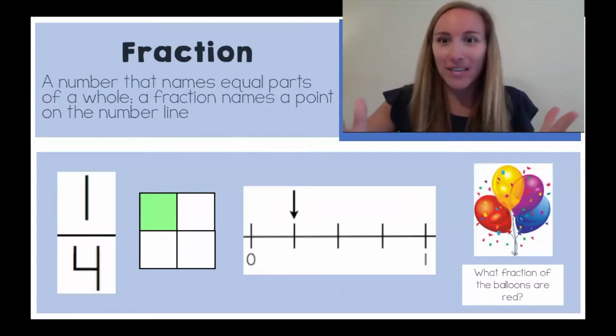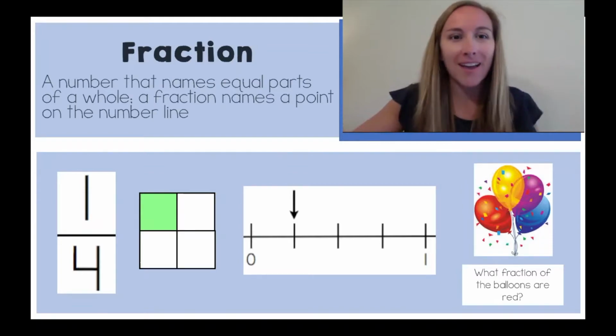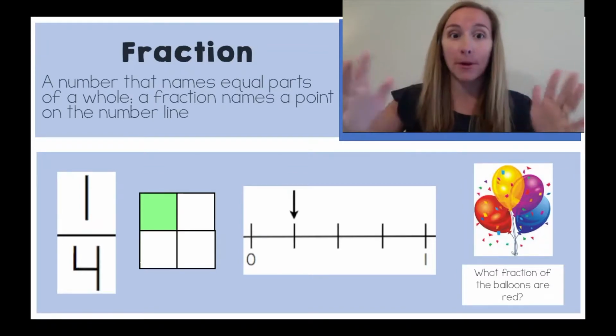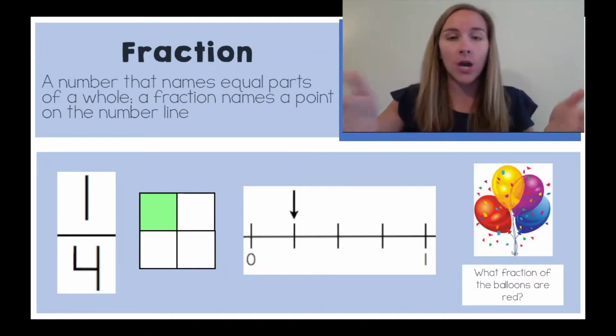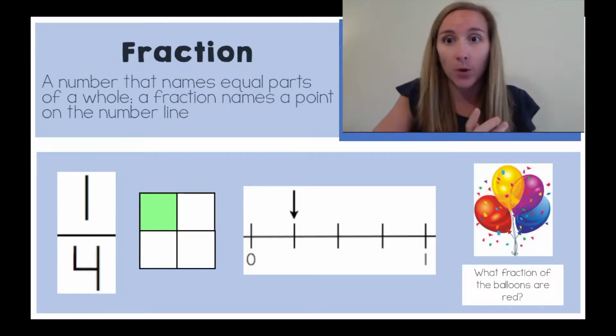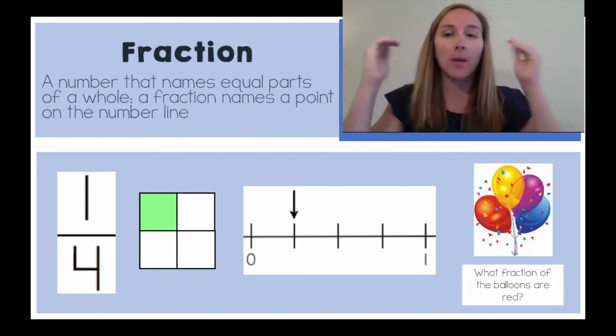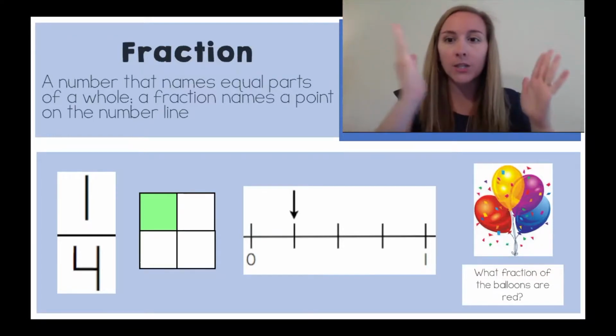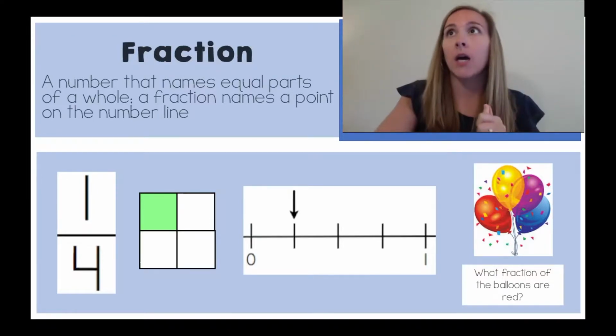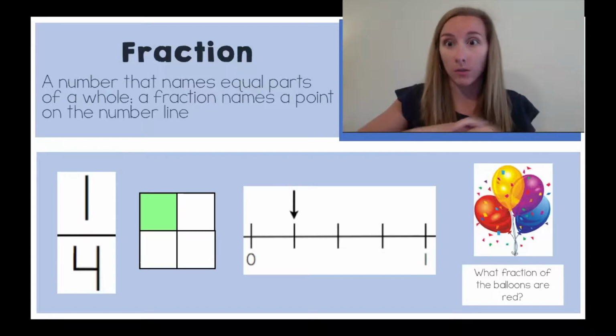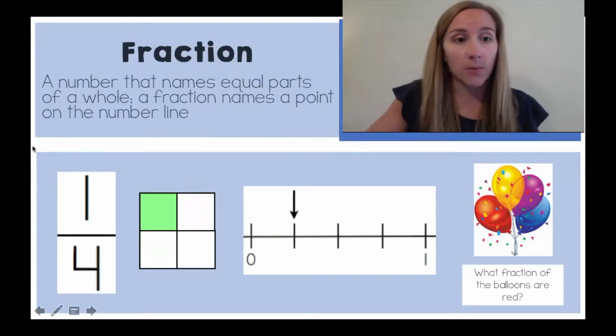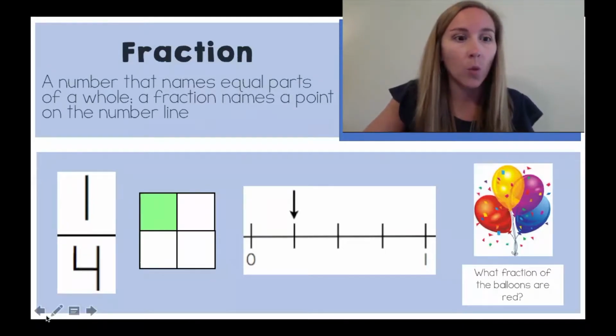So first things first, let's just talk about a fraction. A fraction is simply a number that names equal parts of a whole, or names a specific point on a number line. So I'm thinking about a whole split into a certain number of parts, and maybe I'm talking about one of those parts or all of those parts. So my example here, we have 1/4.